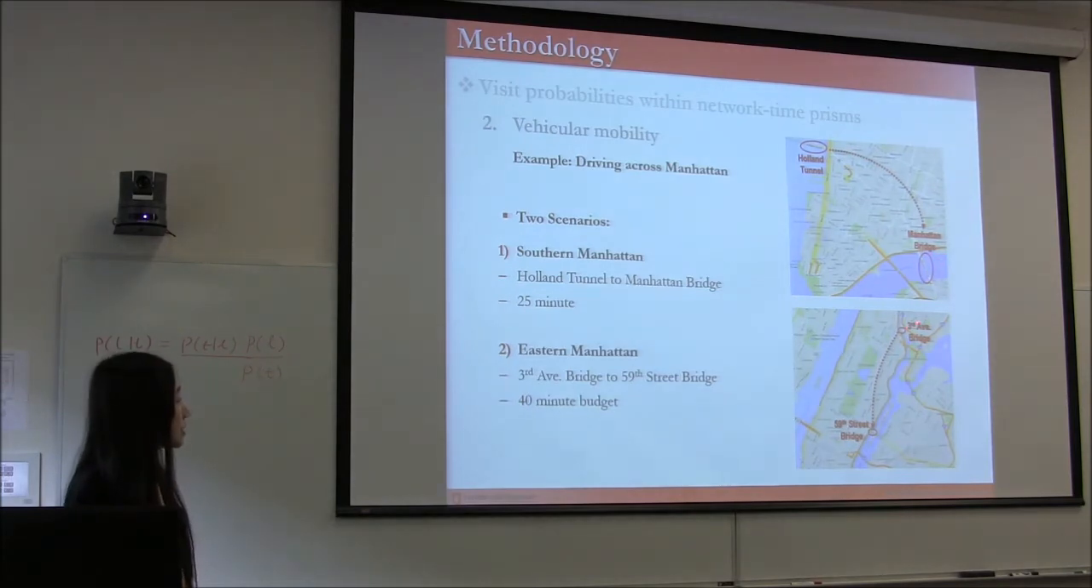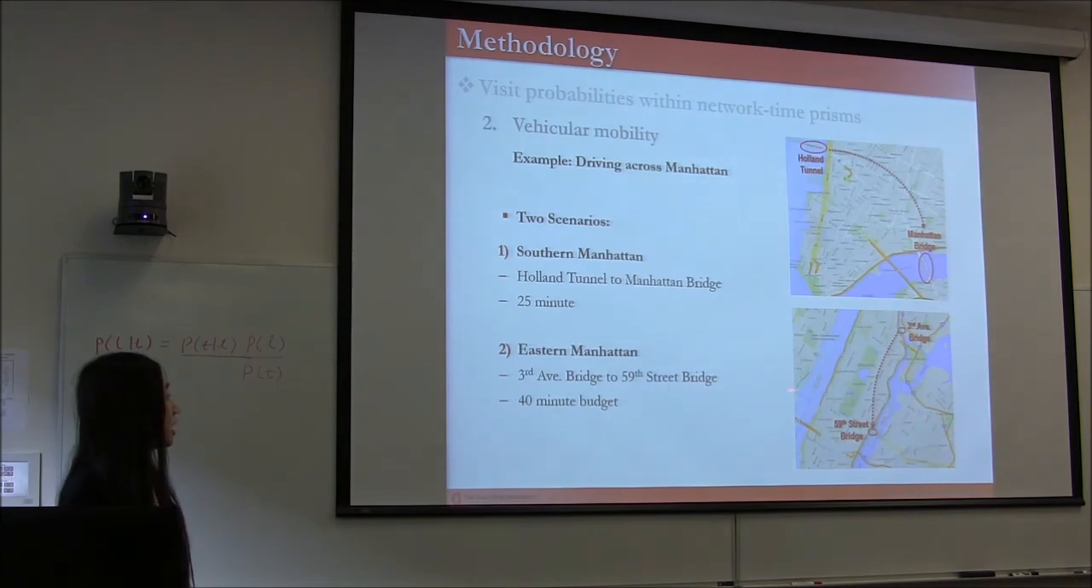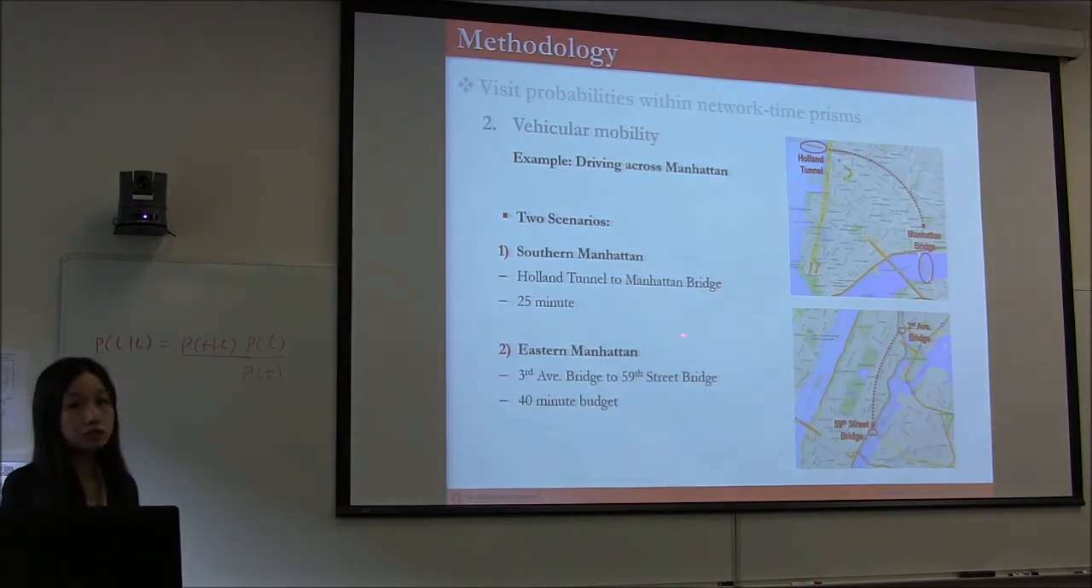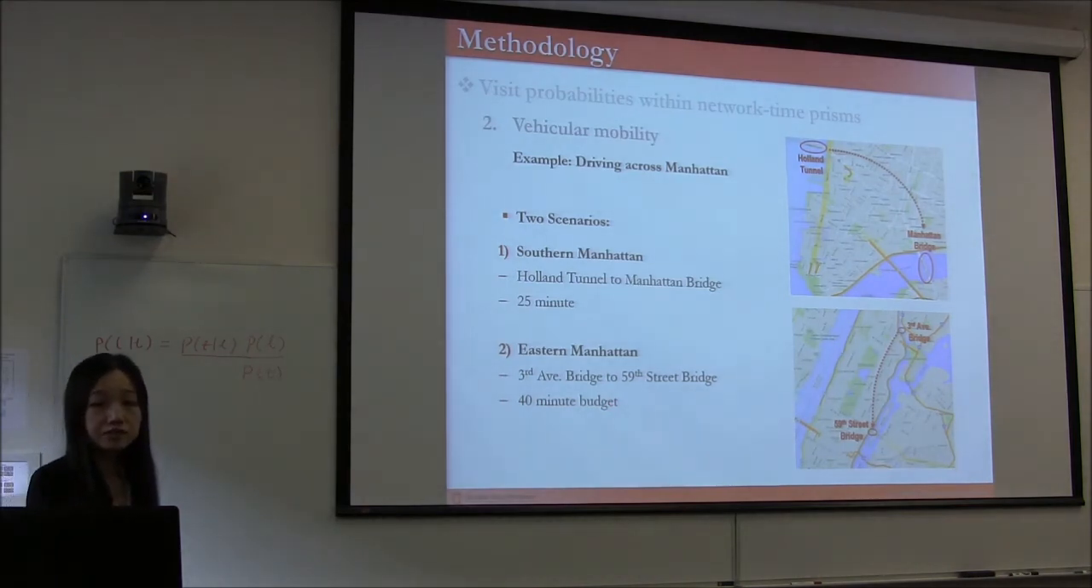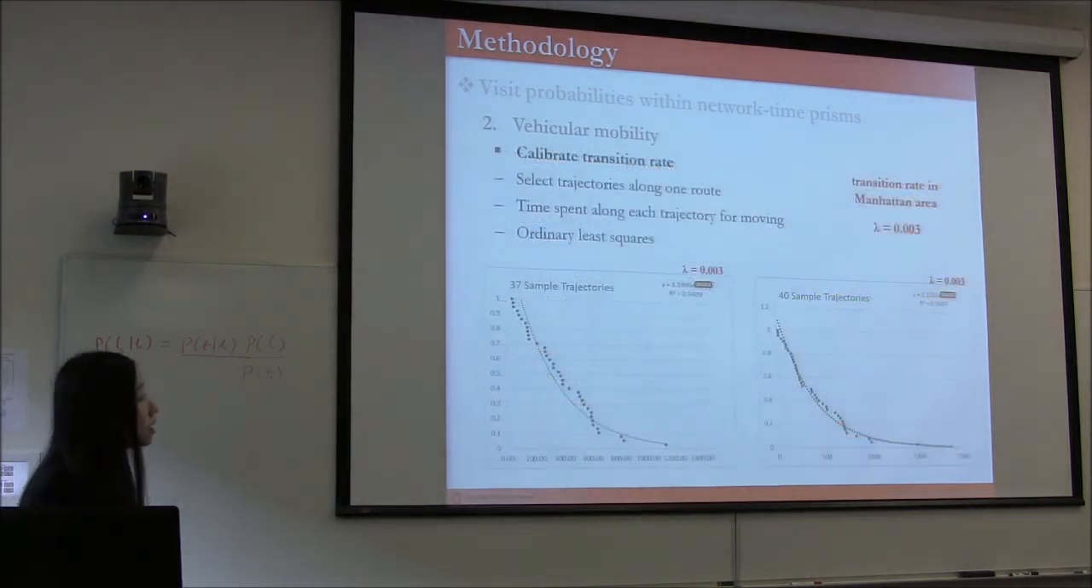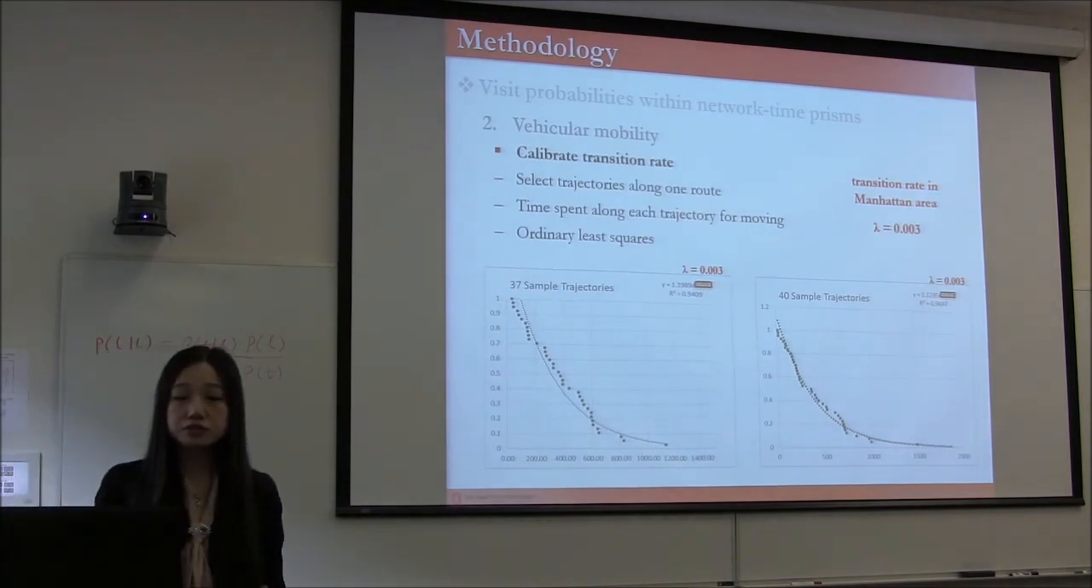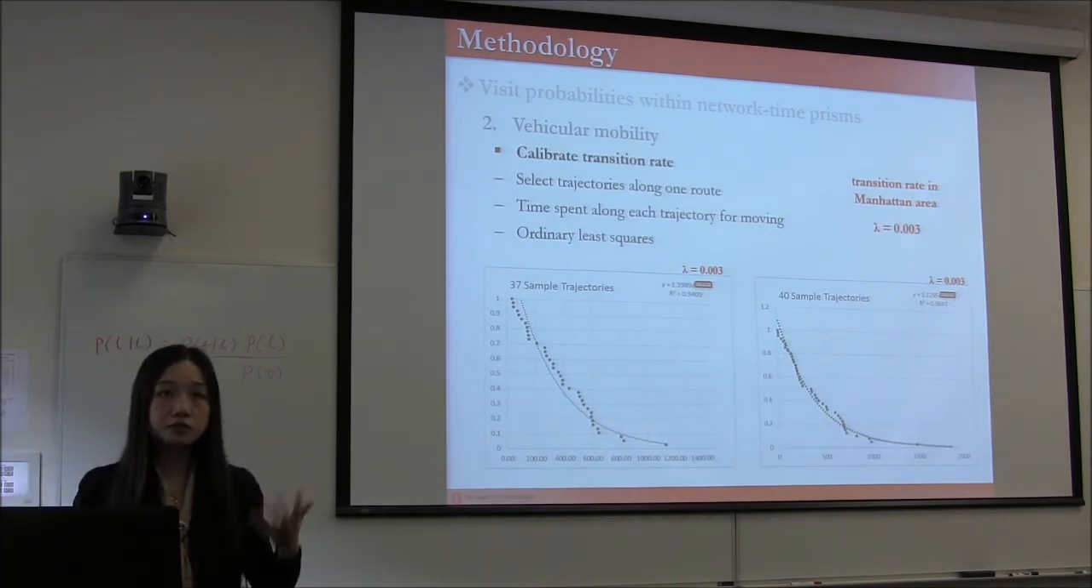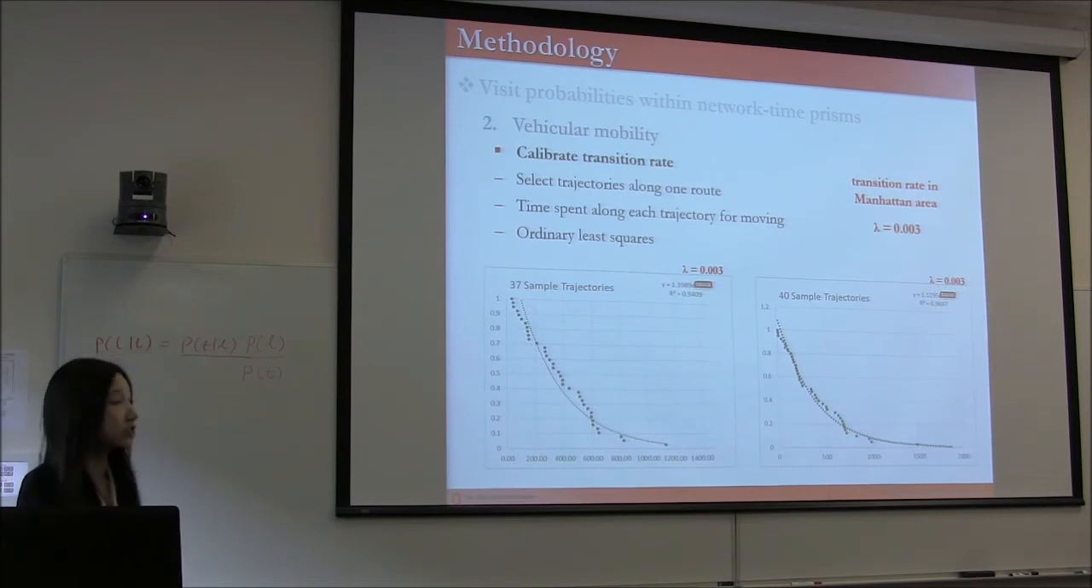And the second one is from the 3rd Avenue Bridge to the 59th Street Bridge. The time budget for the first one is 25 minutes, and the time budget for the second one is 40 minutes. So these are the 2 scenarios we have. So first we need to calibrate the transition rate, which will reflect the mobility level provided by the transportation network.